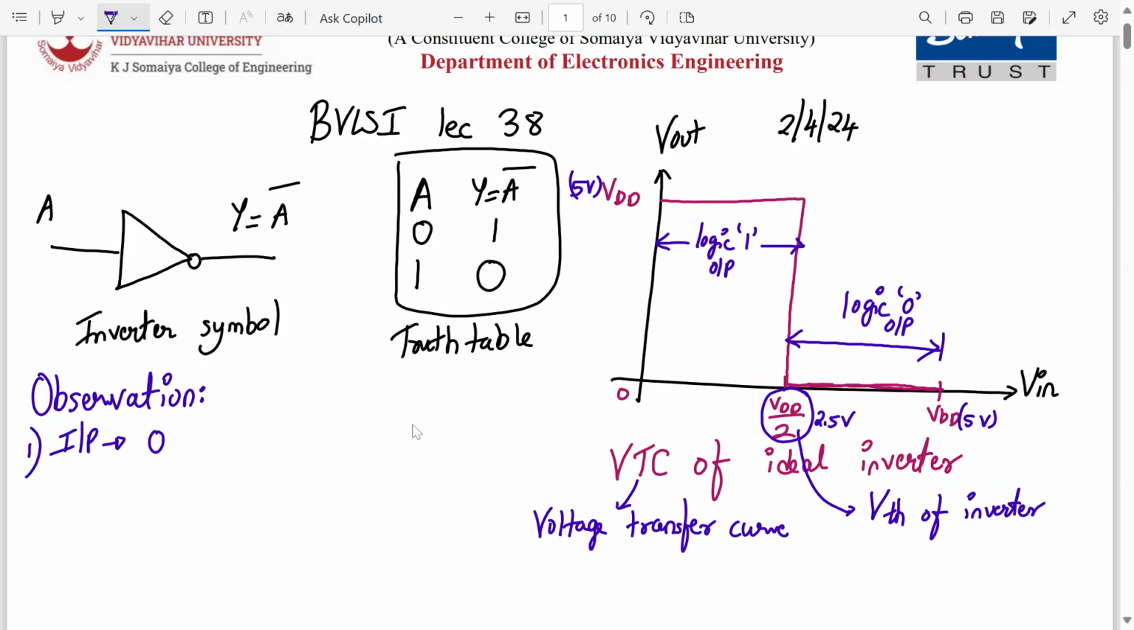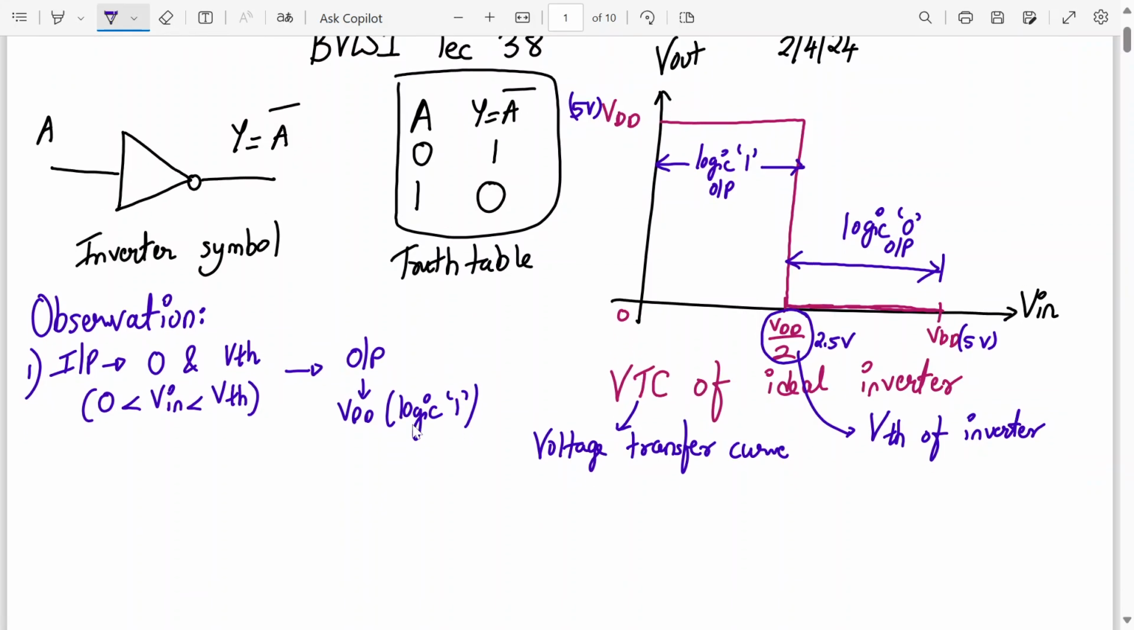between 0 and VTH, that is, Vin is greater than 0 and less than VTH, what should be the output? Output is equal to VDD, right? Which is termed as logic 1. Yes or no? Then, what else happens?